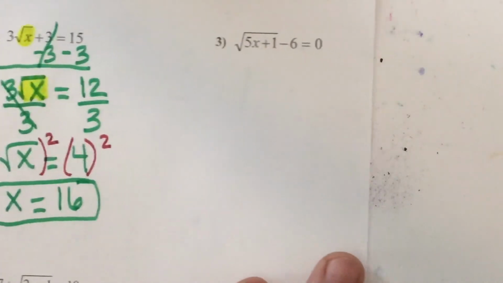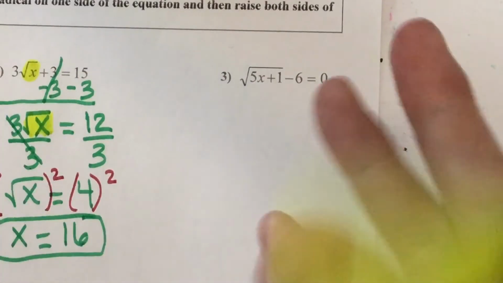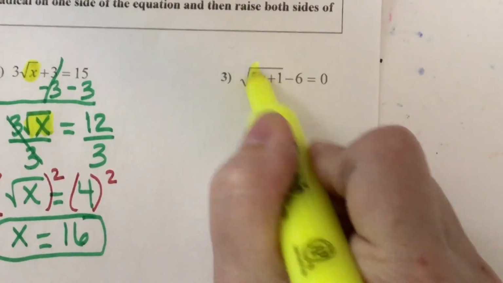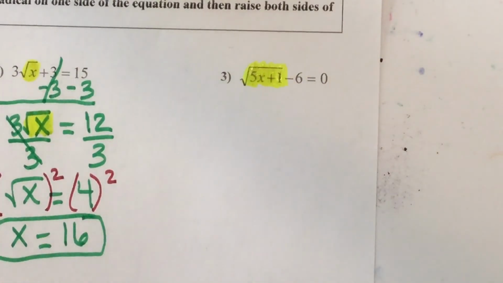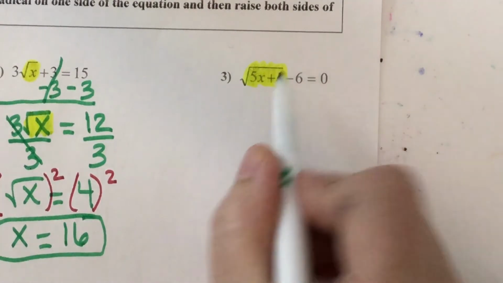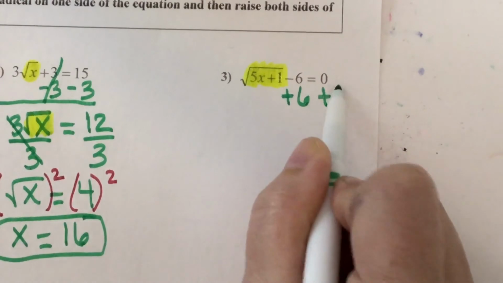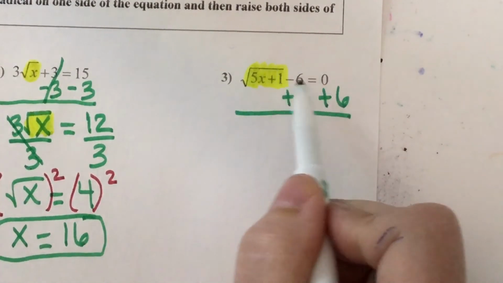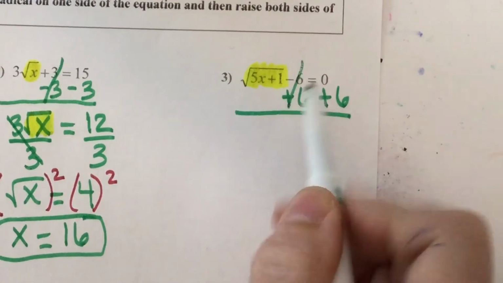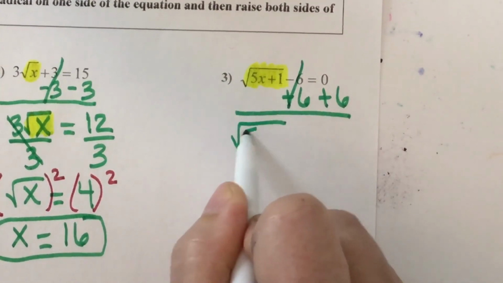Okay, number 3. So this variable that is under the radical, I'm trying to get it by itself before I get rid of the radical. So it's the -6 that needs to go. How do you make it go? You add it. To get rid of subtraction of something, we do the opposite and add. So -6 plus 6 is 0. So your square root of 5x plus 1 comes down.